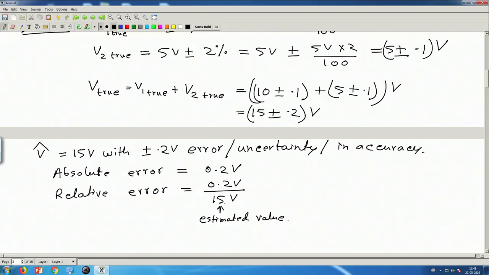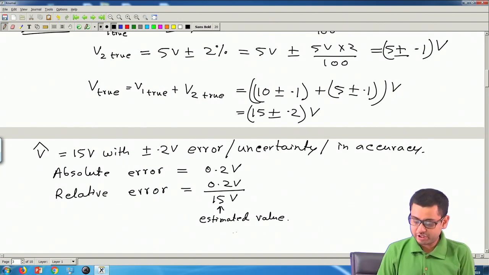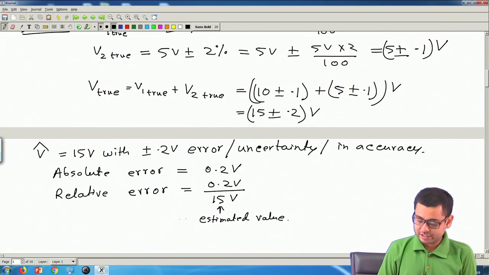Why are we not using the true value here? Because we do not know the true value. We cannot use that definition, because the true value can be anywhere between 15 plus 0.2 and 15 minus 0.2. That means the true value can be anywhere between 14.8 and 15.2. We do not know. So in this situation we definitely have to use the definition where the denominator is the estimated value.